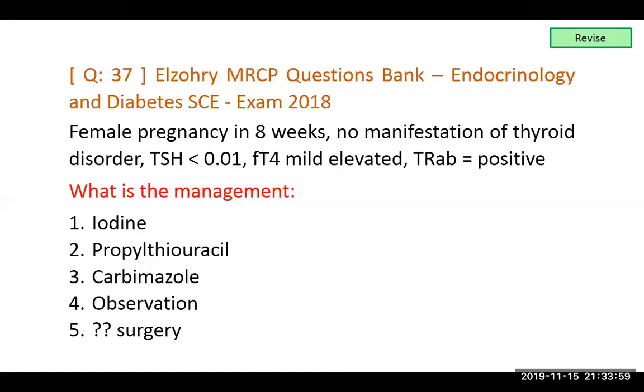But in this scenario, is it the correct one? I don't know. Propylthiouracil may be an option. Observation may be an option. In our case, there is no manifestation of Graves' disease. I am with observation, but I am not sure if it is the correct one or not. No, correct, Dr. Khalid.